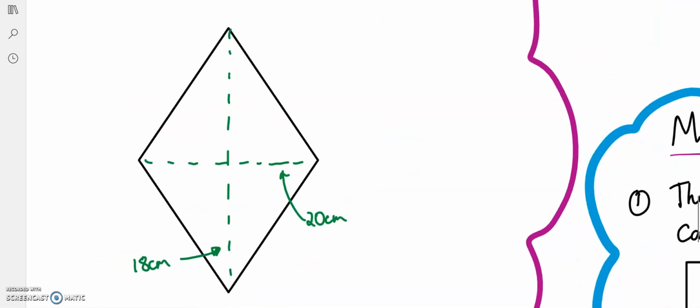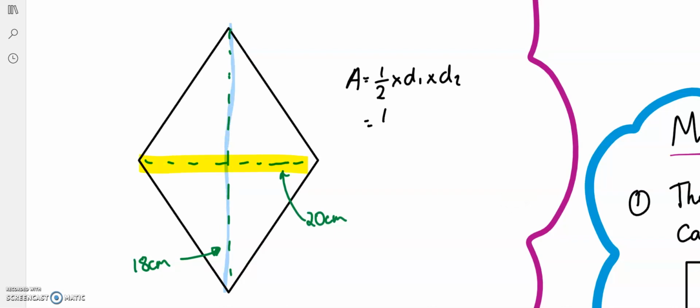Here we've got a rhombus. The area for a rhombus is a half times the first diagonal times the second diagonal. Diagonal being one corner through to the other and one corner through to the other. And this is the same formula for a kite. So we're going to do a half times the first diagonal. The blue diagonal is 18. A half times 18 times 20. And that's going to be 180 centimetres squared.